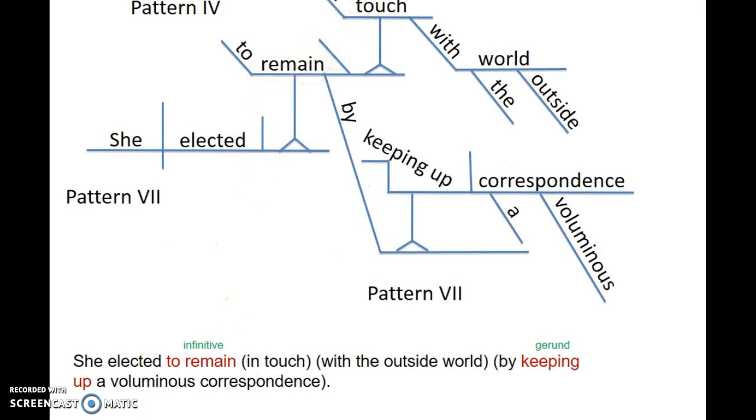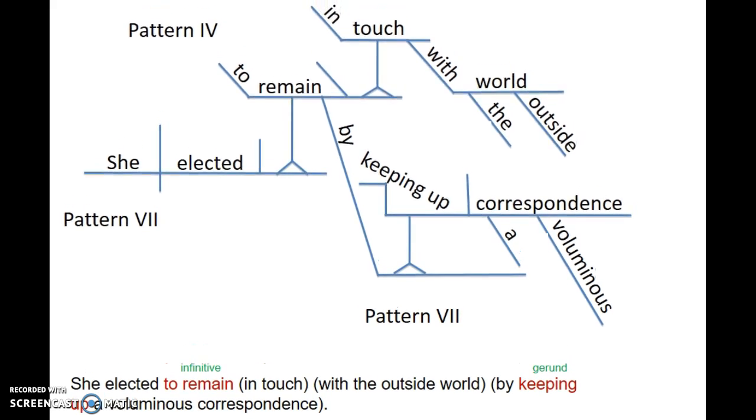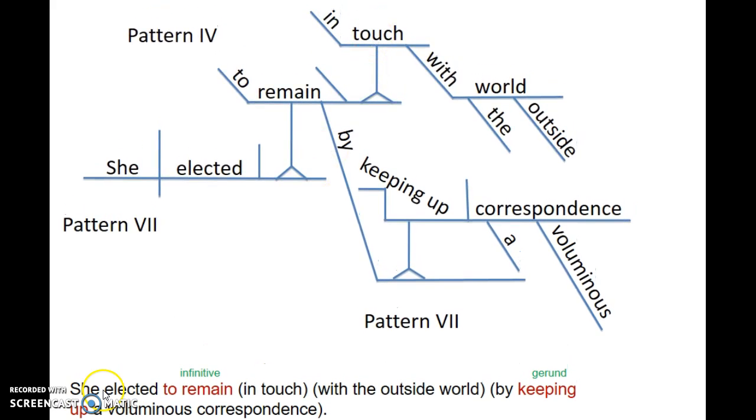Okay, another one of these insanely complicated ones that we're just going to break down and do a step at a time. She elected, subject verb. Elected sounds more natural to say decided. She decided what? To remain is our direct object. So the infinitive is functioning as a direct object. Noun structure, pedestal goes in that direct object slot.